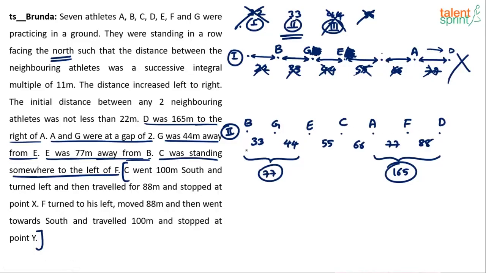Now it doesn't end here. This is an arrangement based question. There will be an arrangement based puzzle, and 5 questions will be asked. So 5 questions can be on this arrangement, but then there's some more data given here. C went 100 meters south and turned left and then traveled for 88 meters and stopped at point X. F turned to his left, moved 88 meters and then went towards south and traveled 100 meters and stopped at point Y. So here he's talking about movement of C and F.